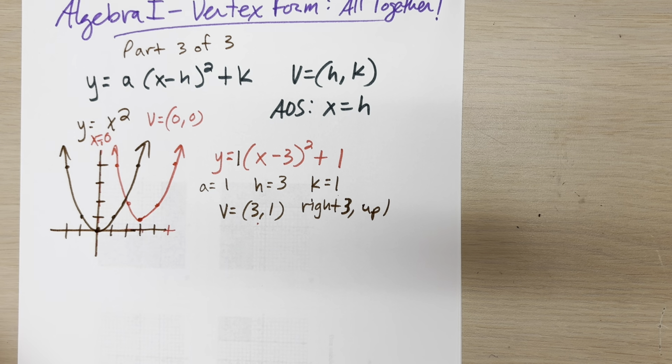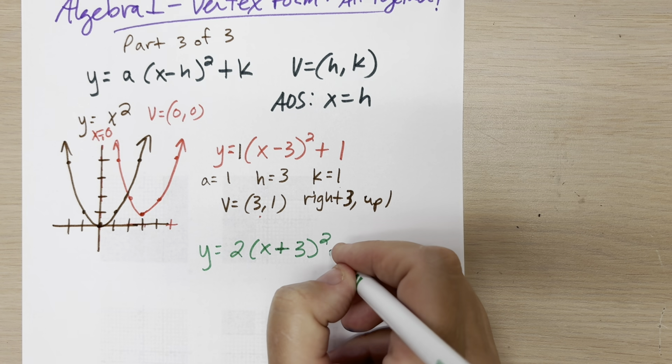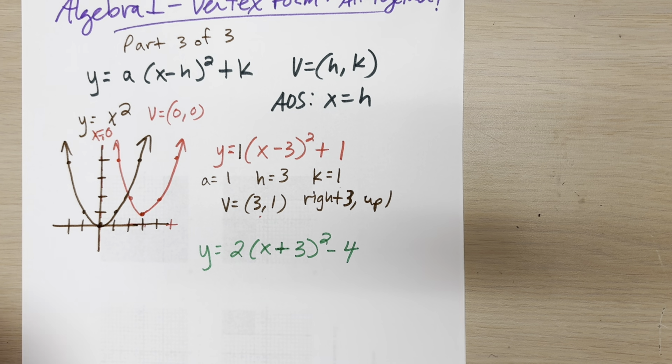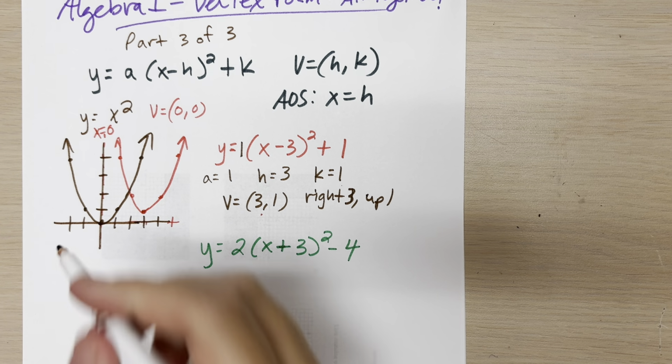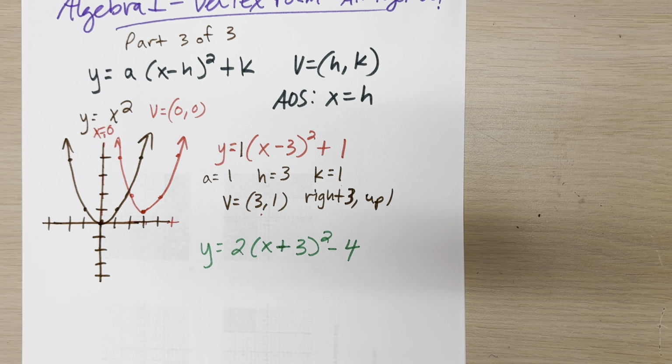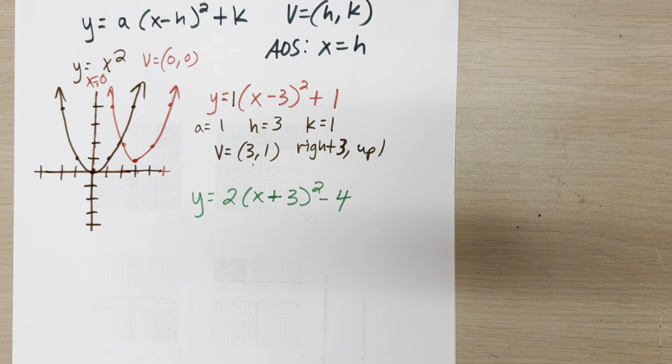Now you can also look at some where the a value changes a little bit. So what if we have something like y equals 2 times the quantity x plus 3 squared, how about minus 4? So if I'm going to do this over here, I'm going to add in a couple more hash marks on our graph so I can go down 4 and we can see what's happening.